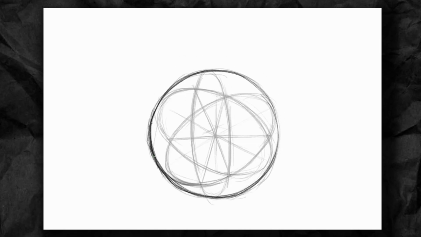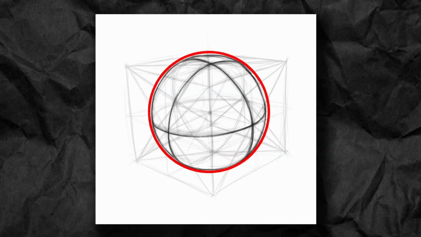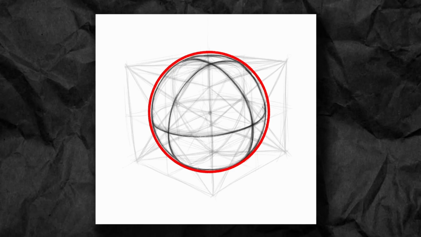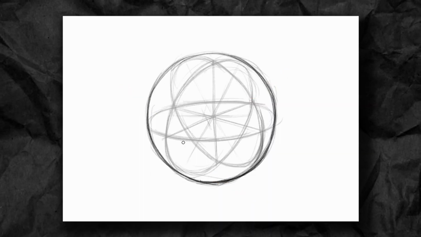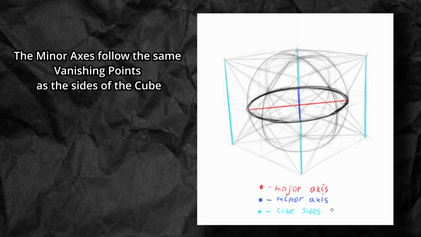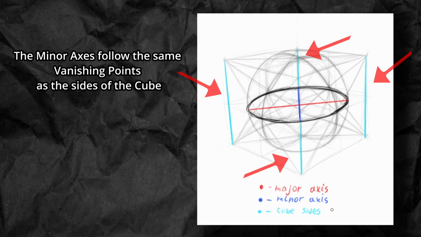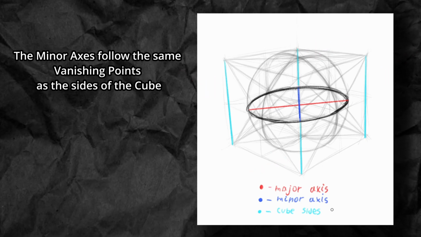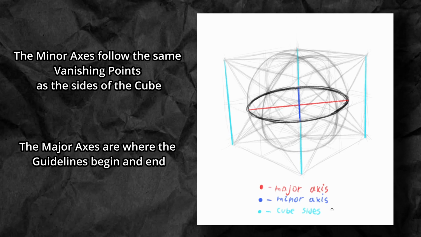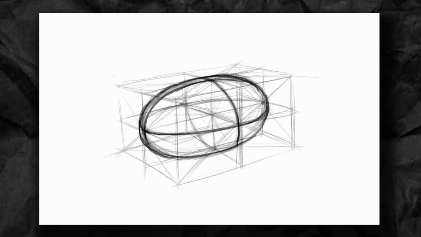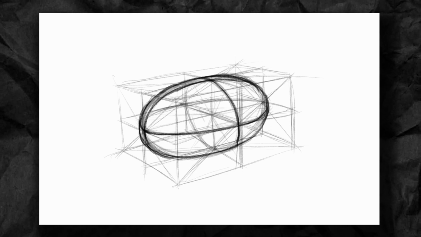So, a couple of things to keep in mind. The outer border of the sphere is a perfect circle. These three circles are depicted as ellipses, and therefore they have minor axes that follow the same vanishing point as the cube used to draw the sphere. The major axes of these ellipses are where the guidelines of your sphere begin and end. Also, the ellipsoid is drawn the same way, but using a cuboid instead of a cube.